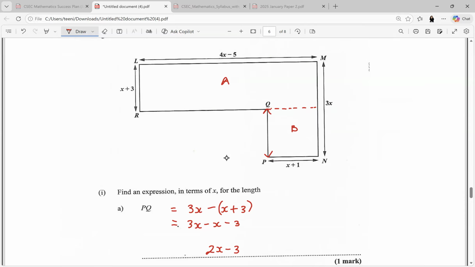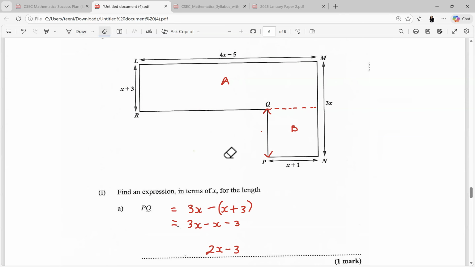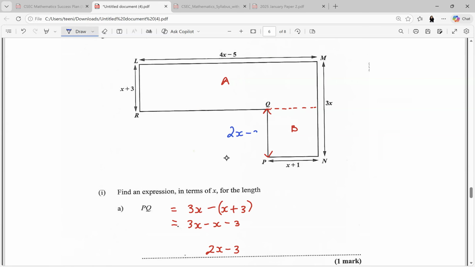All right, and now to see if it works out, to see if your answer is correct, remember, if here is 2x take away 3, then x plus 3 plus 2x take away 3 will give me the full distance MN. So that would have to be equal to 3x. So if you wanted to check it, you could see x plus 3 plus 2x take away 3.